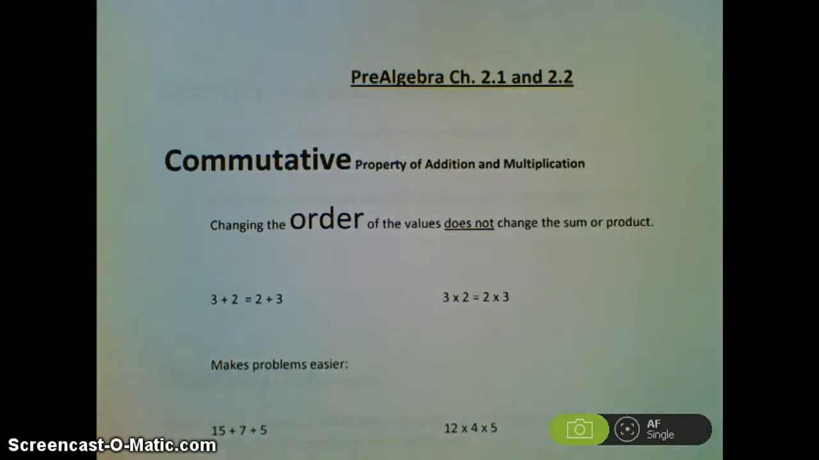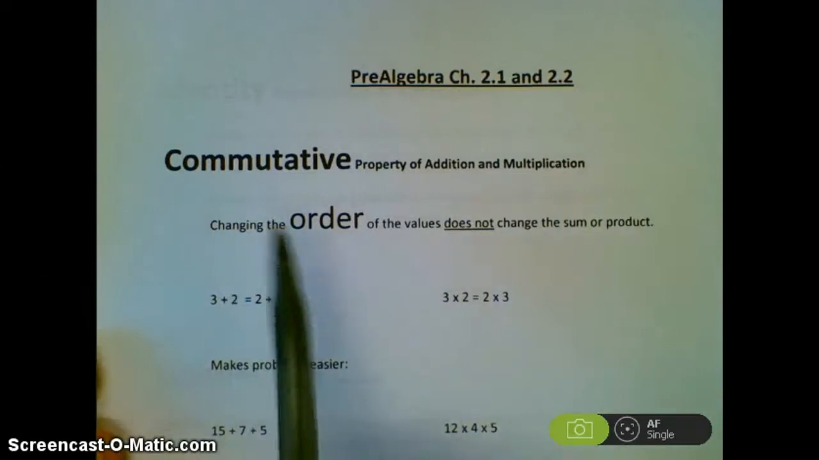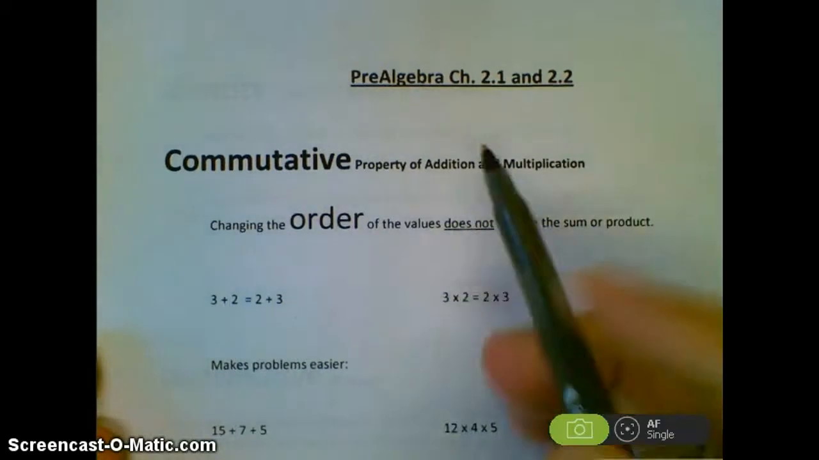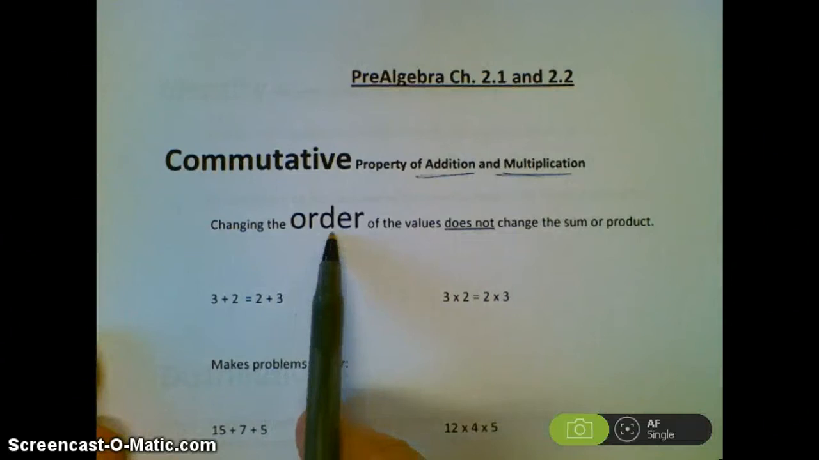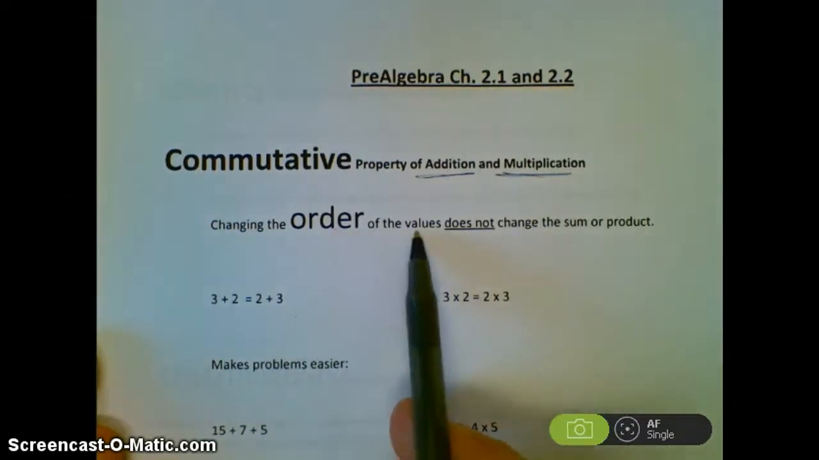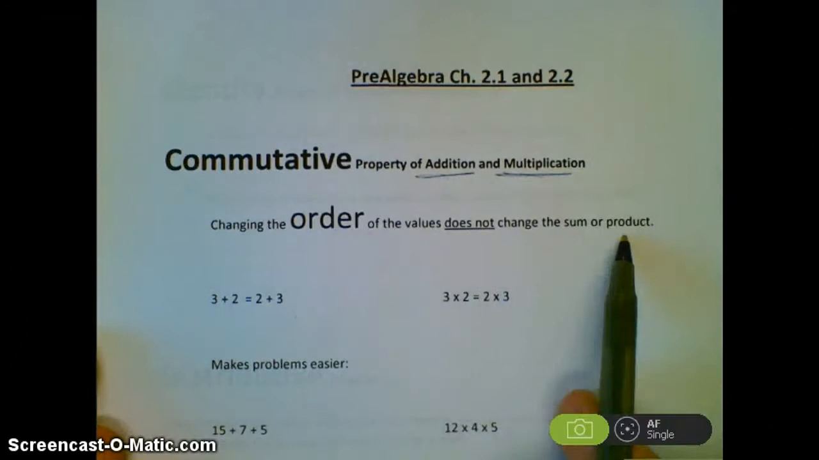Chapter 2.1 and 2.2 deal with some algebraic properties. The first one is the commutative property of addition and multiplication. Basically, if you change the order of an addition problem or a multiplication problem, change the order of the values, it does not change the sum or the product.